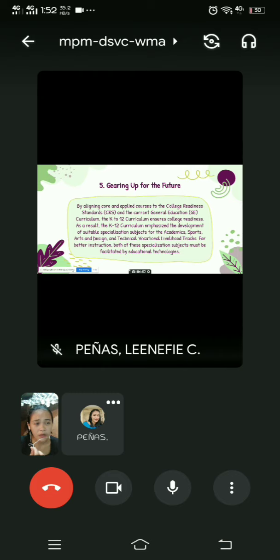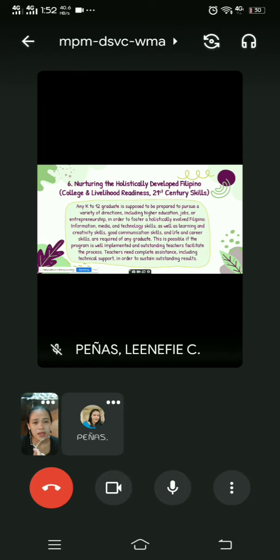Next is gearing up for the future. So K to 12 develops some specialized subjects or courses so that the graduates or the students will be prepared for the future. We do have academic, sports, art and design, and technological vocational livelihood tracks. And lastly, nurturing the holistically developed Filipino, or college and livelihood readiness in the 21st century skills.